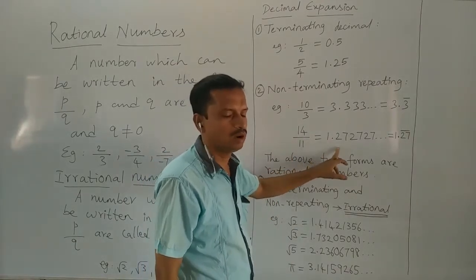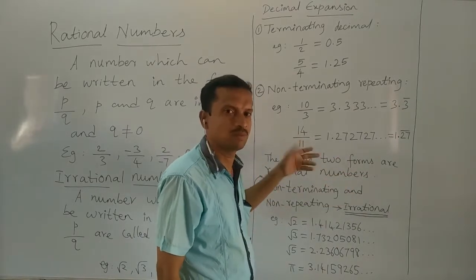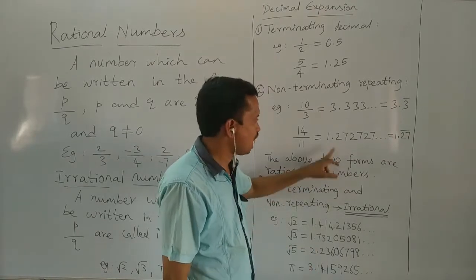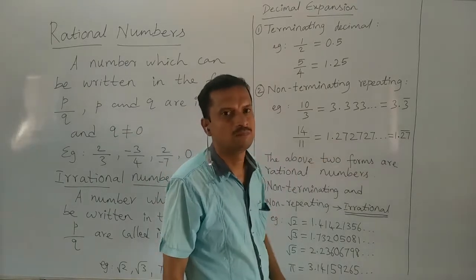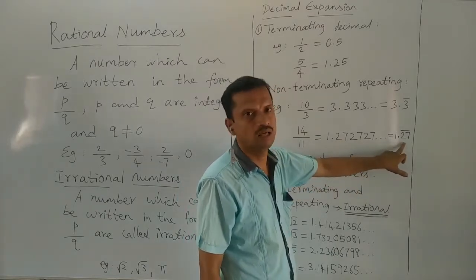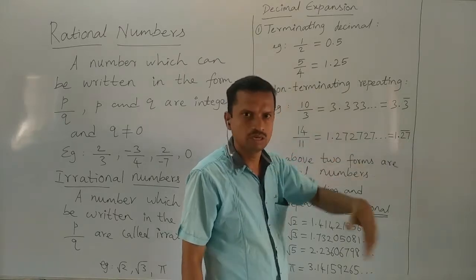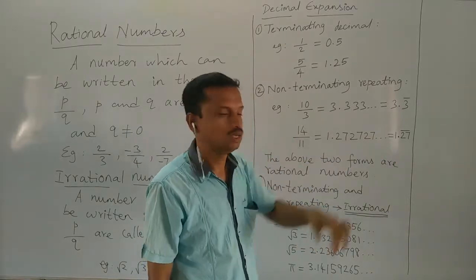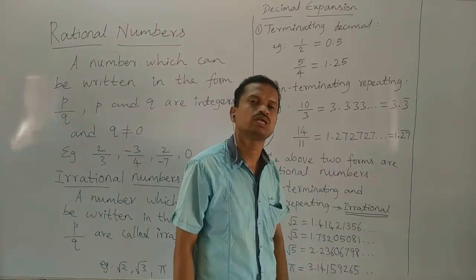And another example, 14 by 11. When you divide 14 by 11, you get 1.272727. That means what? After the point, a set of two digits is repeating. In short, you can write this as 1.27 bar. Under that bar, two digits are there, so it means two digits are repeating. So that means non-terminating but repeating. Another word for repeating is recurring.